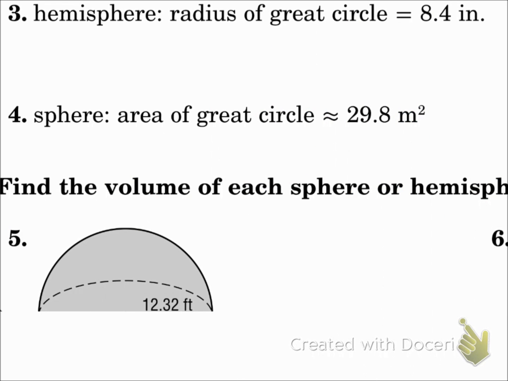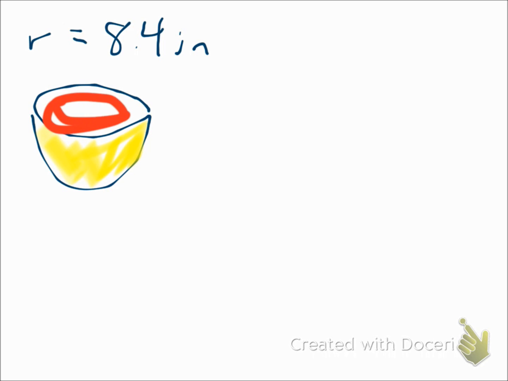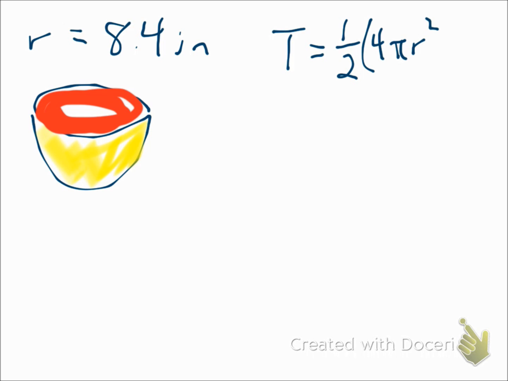For a hemisphere with the radius of the great circle as 8.4 inches, to do the surface area, we need to remember that not only do we do the outside part of the hemisphere, but we also do the circular face where it was sliced in half. So, for total surface area, it's like a sphere except half of it. So half of 4 pi r squared plus the area of the circle face, which is another pi r squared.